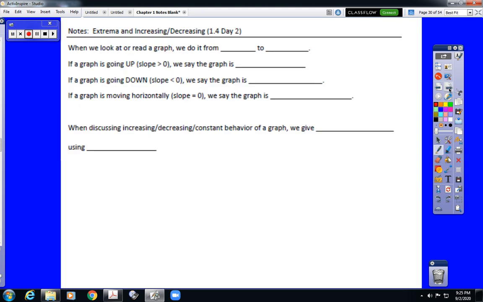That does it for average rate of change. On to the next part.